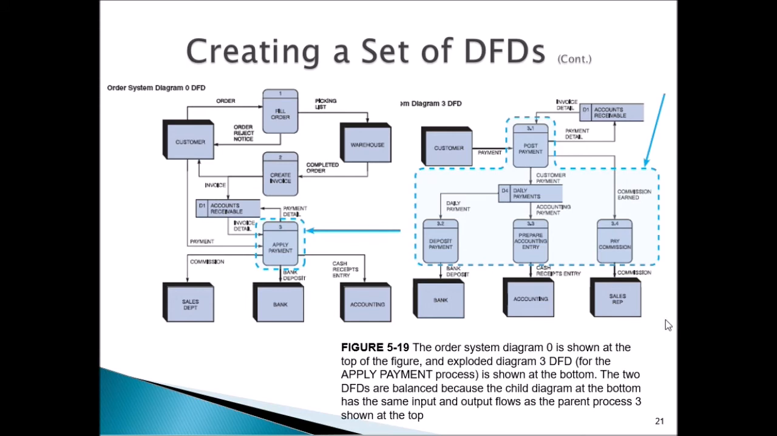Let's now take a look at the order system diagram 0, and let's show the exploded diagram 3 data flow diagram for process payment. So as you can see right here in the diagram, this is the diagram 0. It shows apply payment as a very simple process. In diagram 3, it's exploded out and you can see more of the details. You can see the parent processes, yet you can see that the inputs and the outputs remain the same.